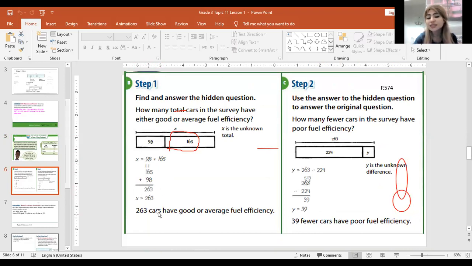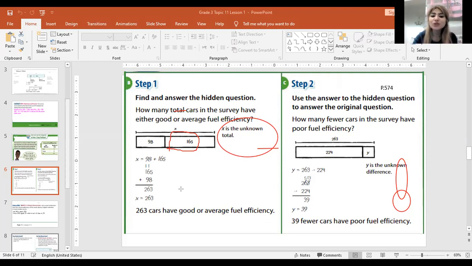1 plus 1, 2. So the answer is X. You are asking me, what's X, Miss Nani? What's X? X is the unknown. See, my lovely girl? Here, X is the unknown total. It is the unknown, I don't know number. What is this number? So you can take it off and write 263. You can use it and write X equals 263. So 263 cars have good or average fuel efficiency.